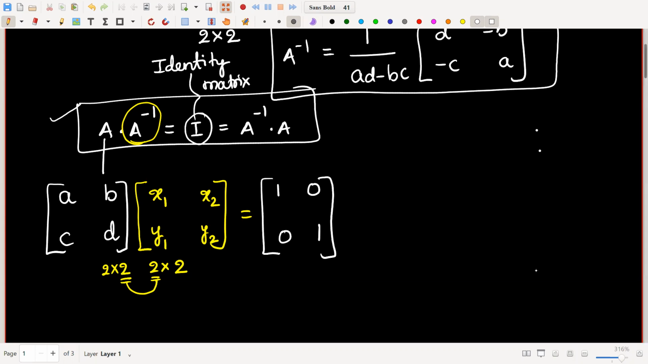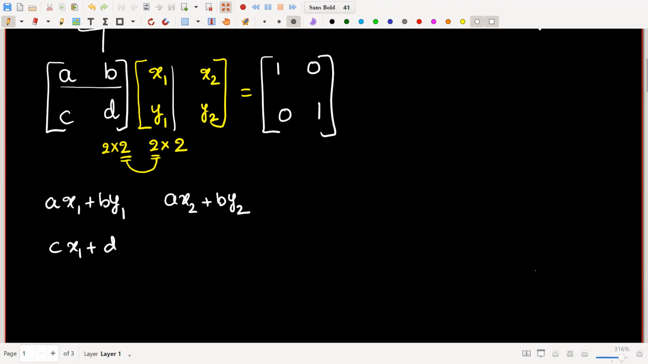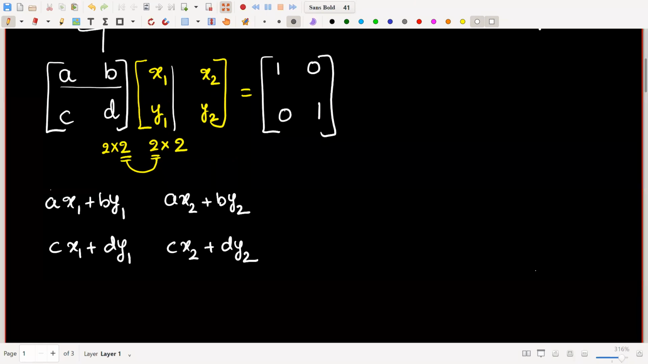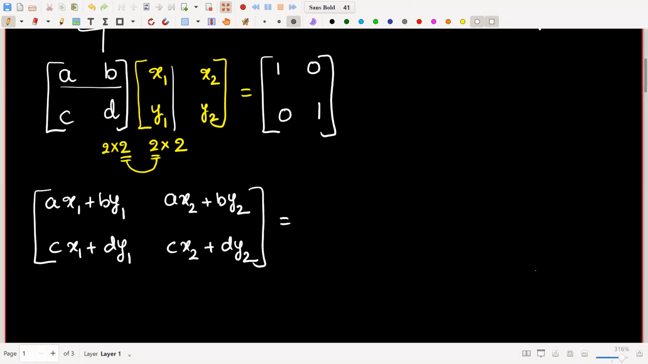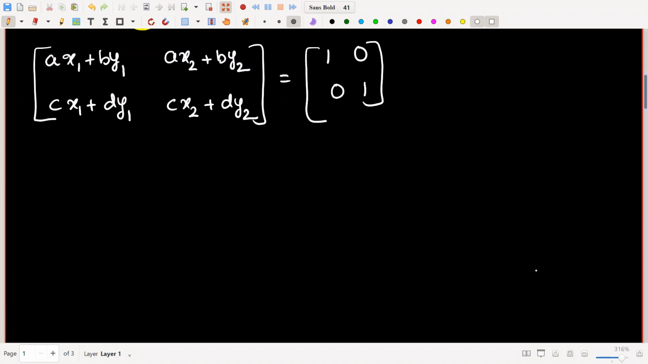That's it. So now what we do from this is just multiply the matrices. So you have ax1 plus by1, ax2 plus by2, cx1 plus dy1, cx2 plus dy2. Just equate this with [1, 0; 0, 1]. All right. So now what we do is simple.